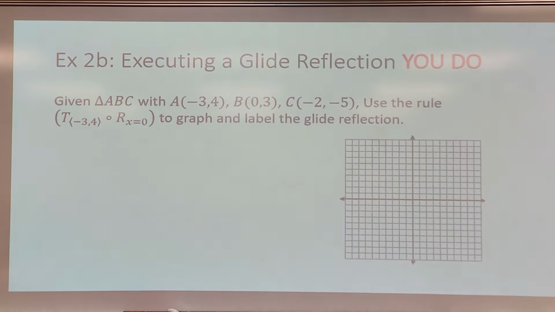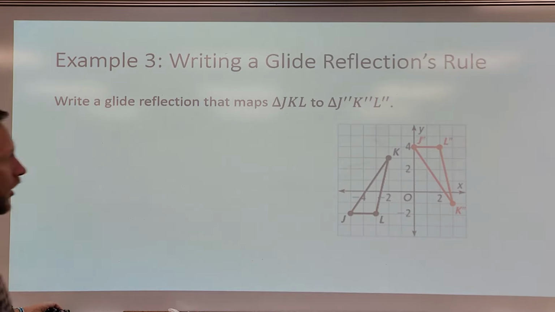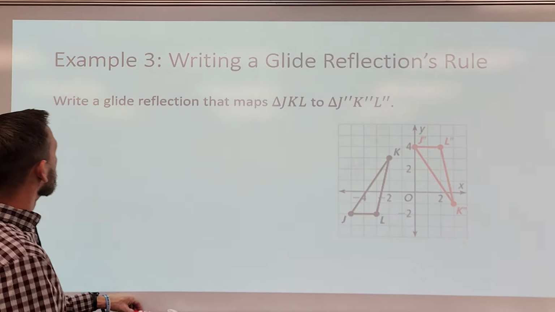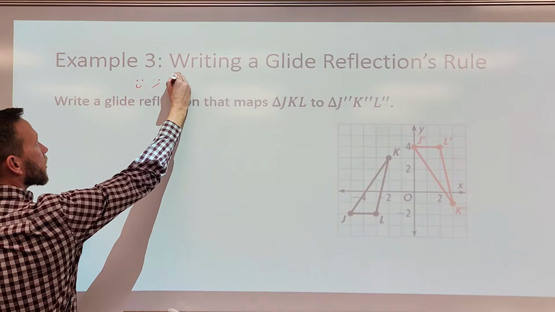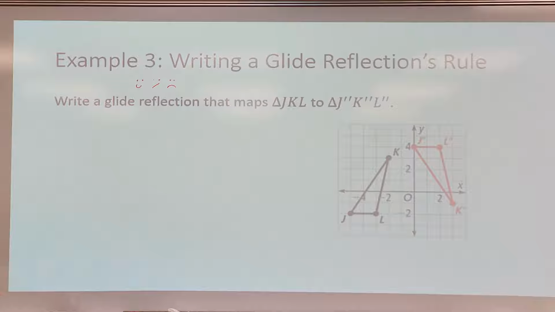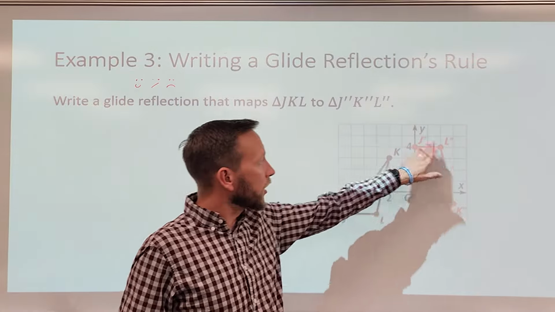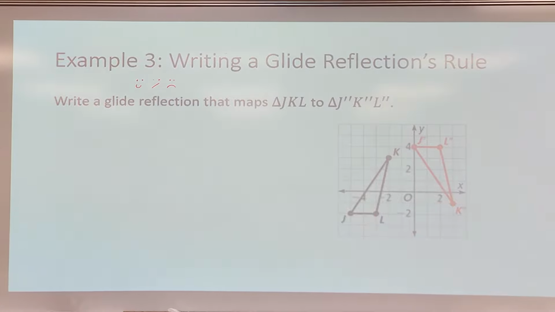So pause that and give that a shot, and then come back to the video. All right, so this is, again, the hard part, right? You can find yourself in one of these 3 dispositions after attempting these items. So our job here is to write a glide reflection that maps JKL to J double prime, K double prime, L double prime. So we're going to try to figure that out.